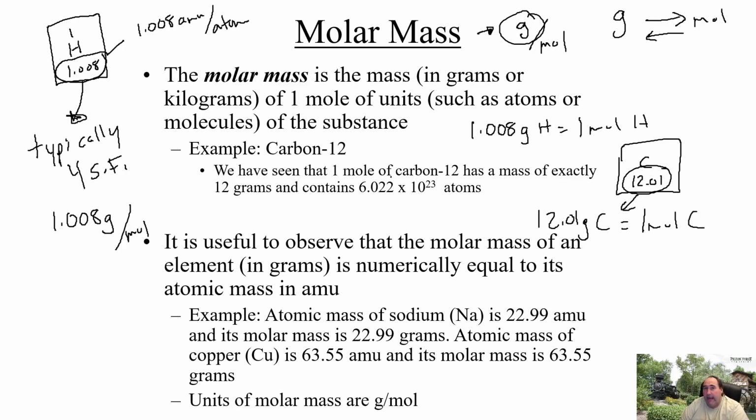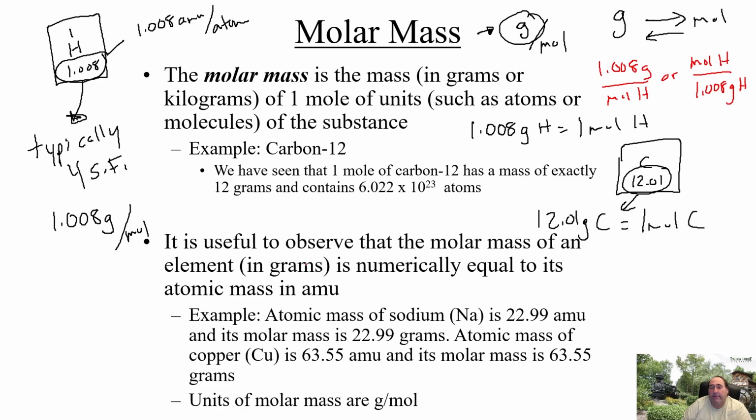We get it from the actual periodic table, and we could write conversion factors just like we did with our Avogadro's number. We could say there is 1.008 grams per mole of hydrogen, or we could write the conversion factor opposite. A mole of hydrogen up on top is 1.008 grams. So we could use them as conversion factors. We could do problems with them as conversion factors, the same sort of way that we use Avogadro's number.